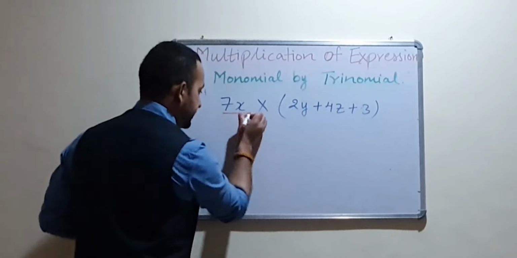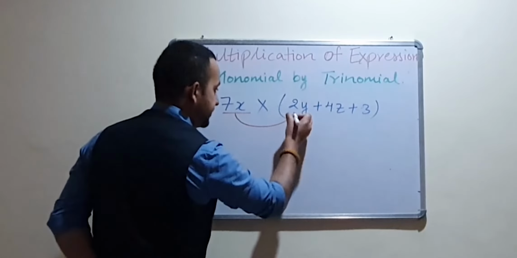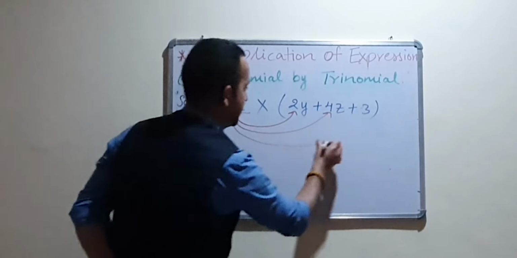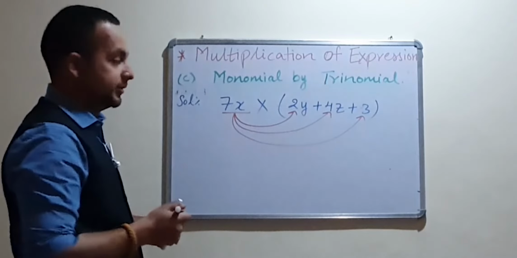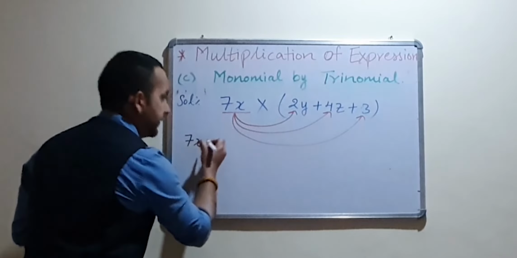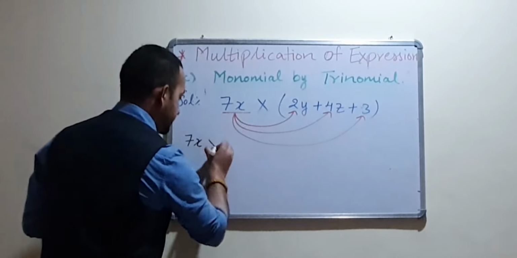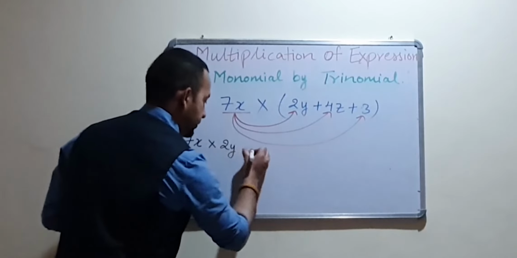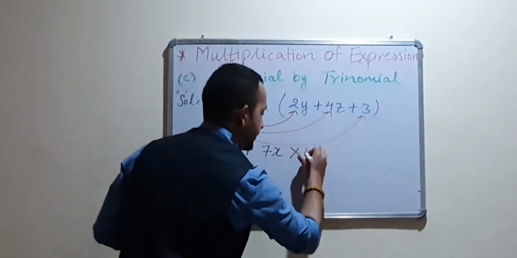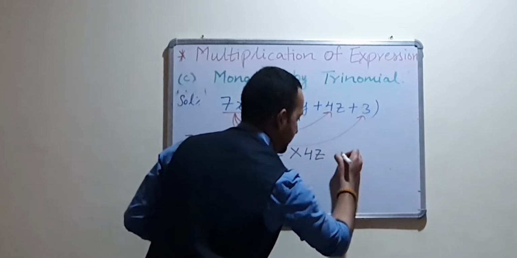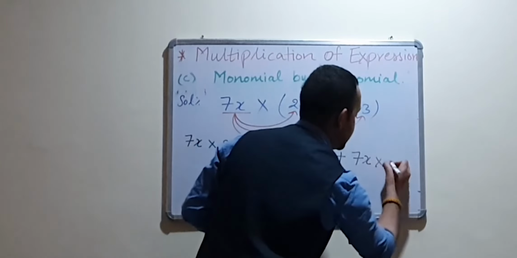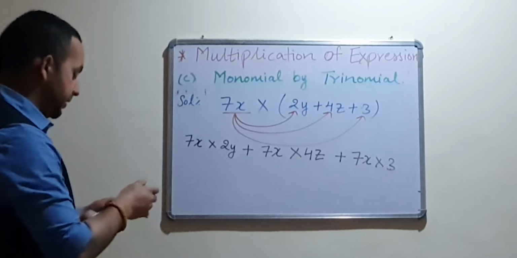Again, what we will do, this monomial will first multiply with the 2y, then it will multiply with the 4z, and then it will multiply with the 3. Distributive property. So 7x first multiplies with the 2y, plus 7x multiplied with the 4z, plus 7x will multiply with the 3. Now you're going to solve this, right?